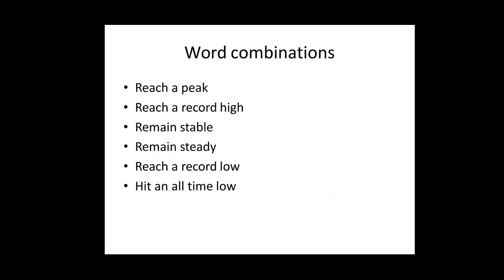The next one is word combinations. The examples are reach a peak, reach a record high, like this. So these are the word combinations. With the combination of words you can describe your graph. It depends upon the situation or the data, and you can use them. So go through these points and make them clear in your mind.